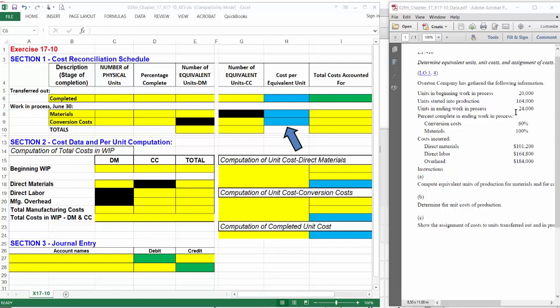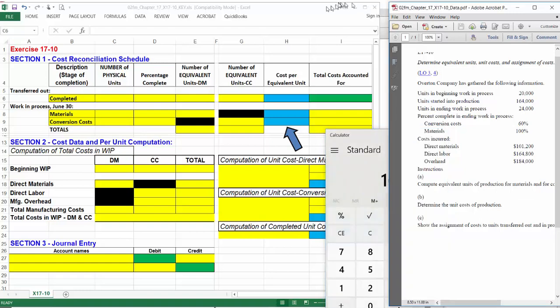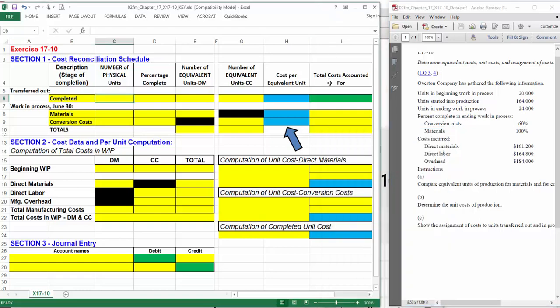Now the units that are still not done as of the end of the period are 24,000. So that must mean that 160,000 did get completed. 20,000 plus 164,000 is the 184,000 that they were working on, minus the 24,000 that are not done at the end of the period, is 160,000 that are done. So we'll take the 160,000 units that are done as well as the 24,000 units that are not done and drop them in our area where we're tracking the physical number of units.